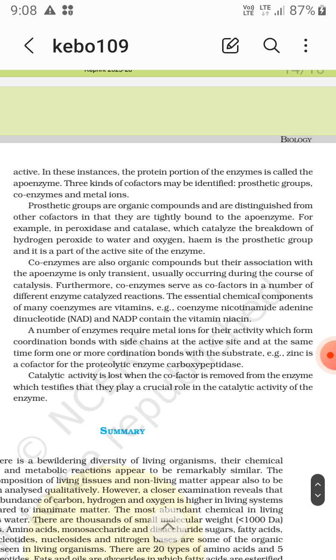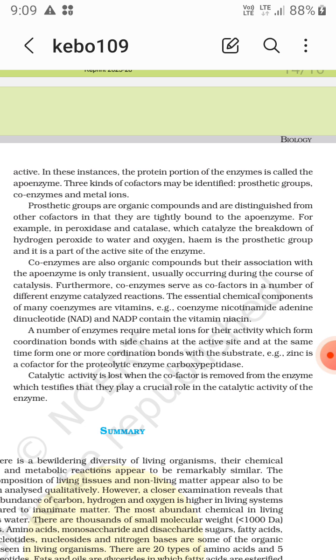In these instances, the protein portion of the enzyme is called the apoenzyme. Now enzyme has the protein part and some non-protein part. Now the protein part is called the apoenzyme. Now three kinds of cofactors, which is a non-protein part. So three kinds of cofactor, that is, first is the prosthetic group, second is the coenzymes, and third one is the metal ions, right? Now prosthetic groups, these are the organic compounds.